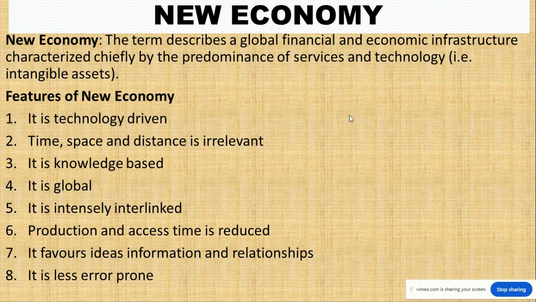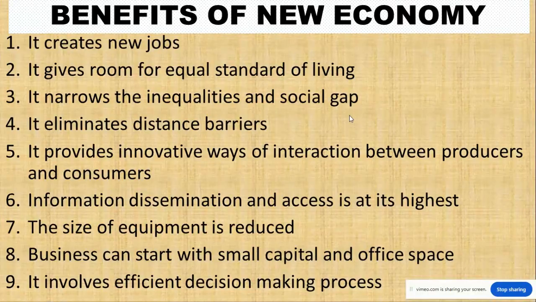It is intensively interlinked, of course. Production and access time is reduced, of course. It favors ideas, information, and relationships. And the last one, it is less error prone. Yes, a computer can make errors. Remember, garbage in, garbage out. It is what you do that the computer will give out for you. These are the features of a new economy, and we have a lot of benefits of a new economy, as you can see on your screen.